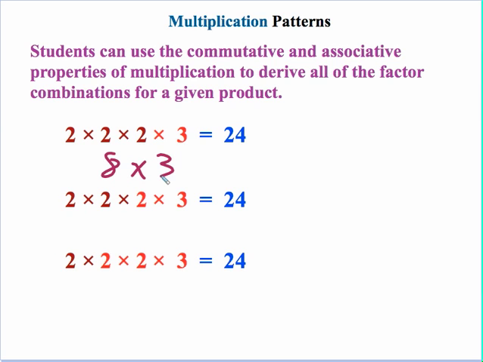And then here, if we group them this way, the 2 times 2 would be 4. And the 2 times 3 would be 6. And over here, we would have 2 times 2 times 2 is 4 times 3 is 12. To get the other possibilities, we would just change some of the orders around, and we would eventually get 3 times 8, 6 times 4, and 12 times 2.